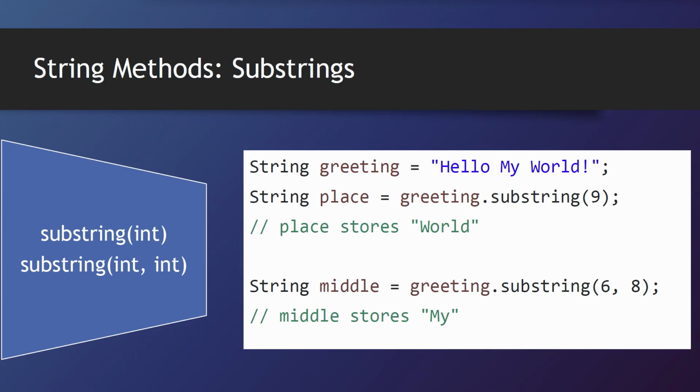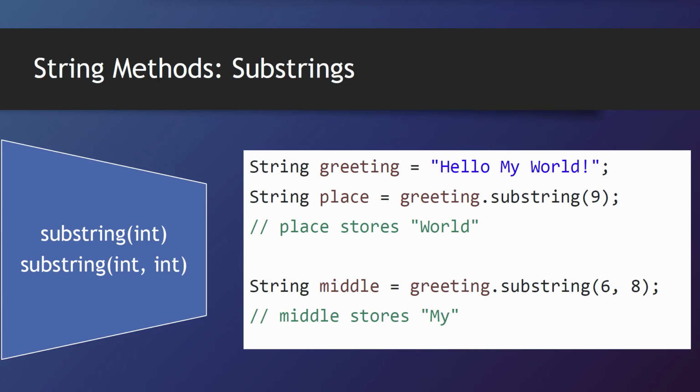This method creates a new string starting at the first index and going up to, but not including, the second index. In the second example, we find the substring starting at index 6 and going up to, but not including, index 8. When using the two-parameter substring method, it's a good check to remember that the difference in the parameters will be the length of the substring created. In this case, 8 minus 6 is 2, and the length of "my" is 2. And of course, remember that indexing starts at 0 and that strings are immutable. So in both of these cases, the greeting string remains unchanged.